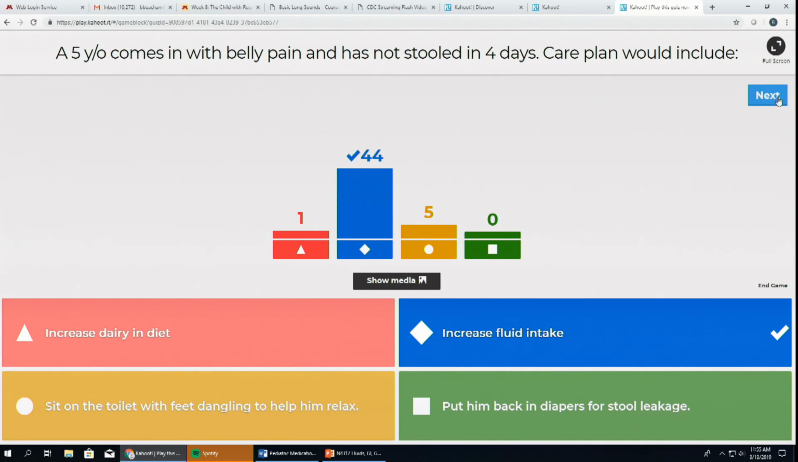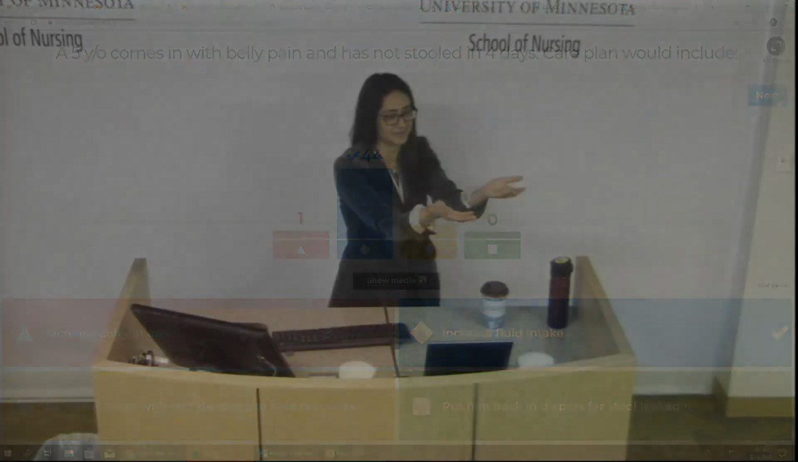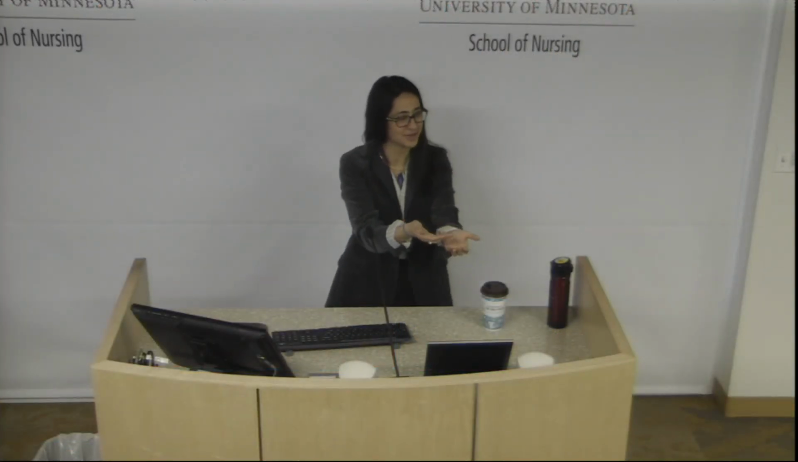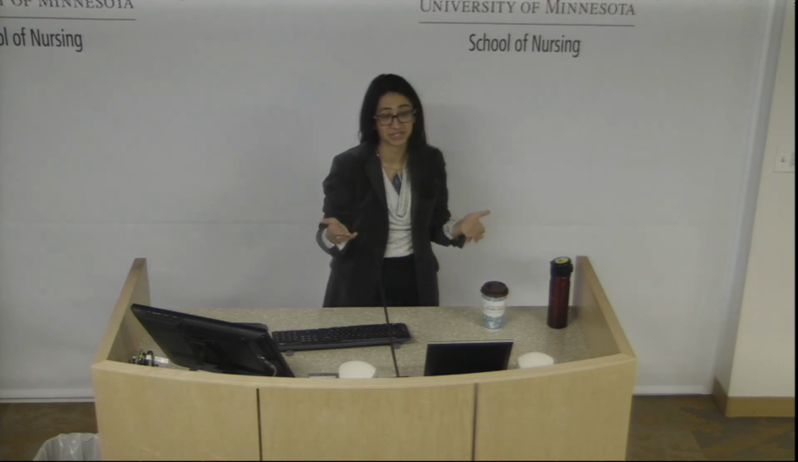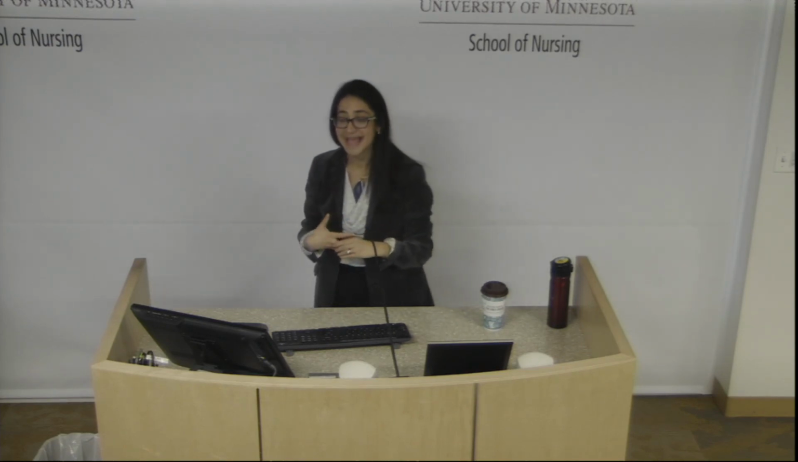The dangling, so the sitting on the stool, I like this one because it was probably written weird, but the point is, absolutely, increasing his fluid intake would be a part of it, and potentially medications to help him stool. In fact, Miralax would be a really nice option here. But he should sit on the toilet with a stool under his feet, which would actually help him position appropriately. And dairy in the diet.